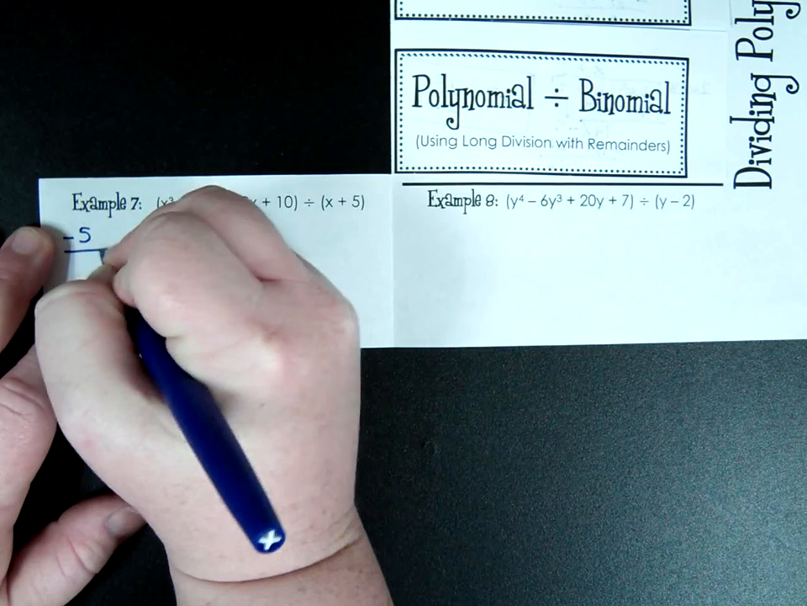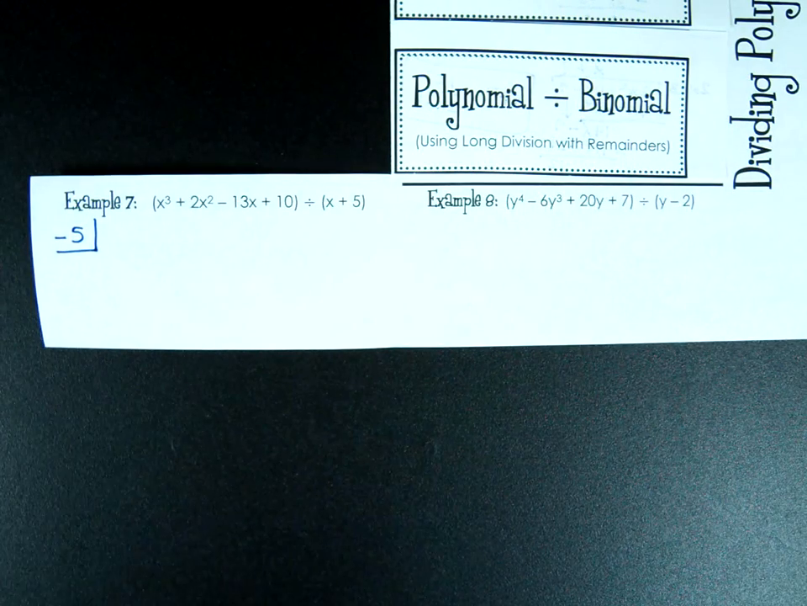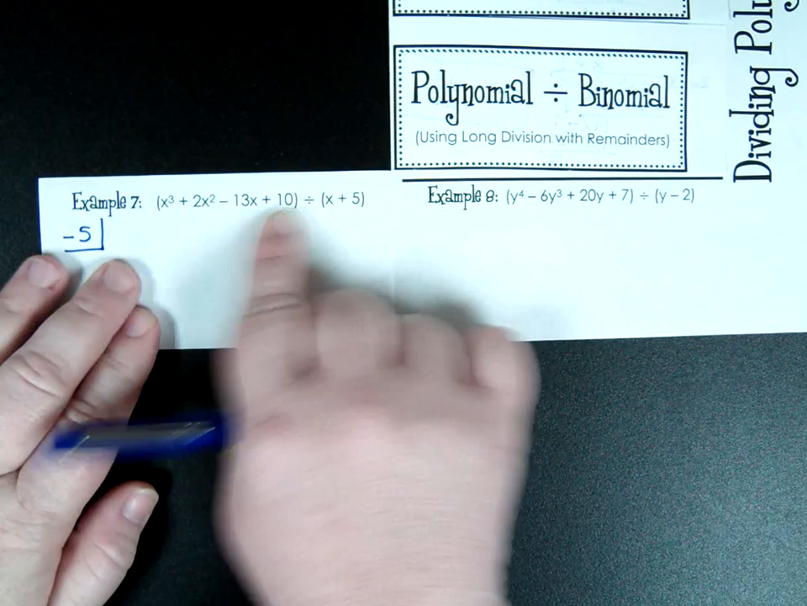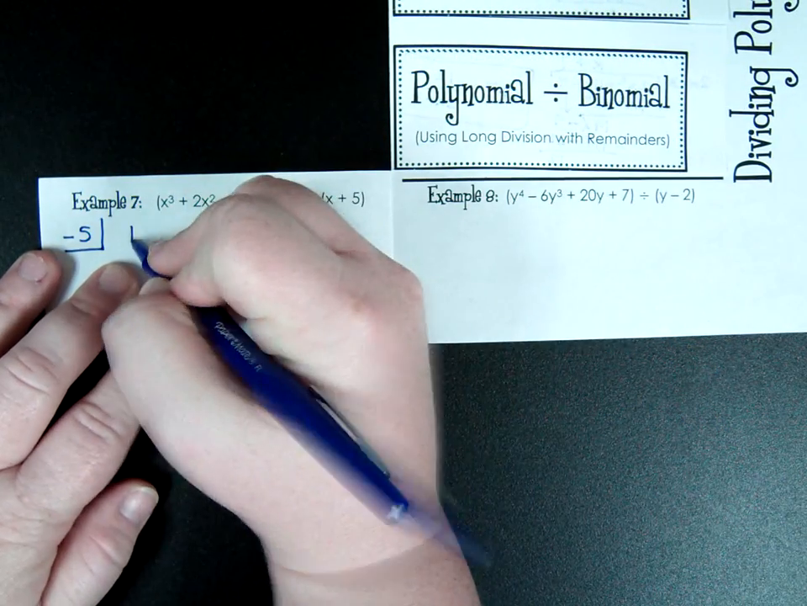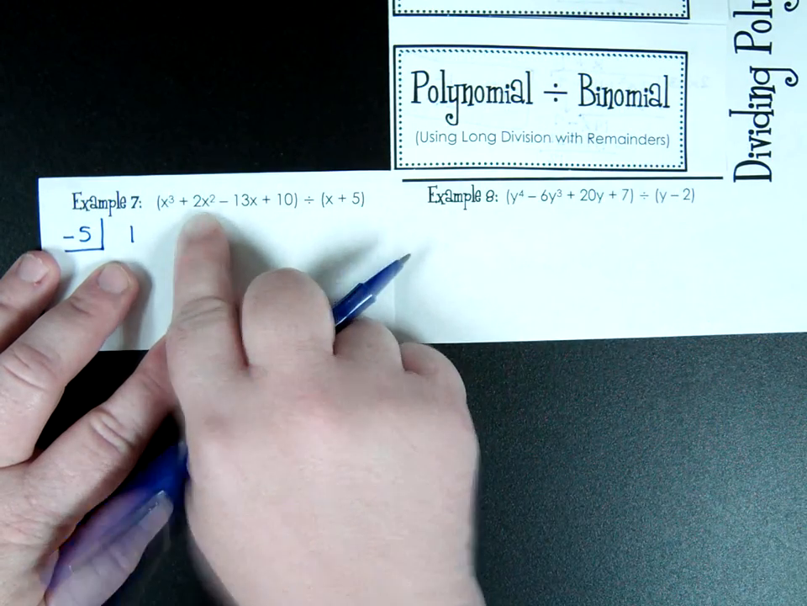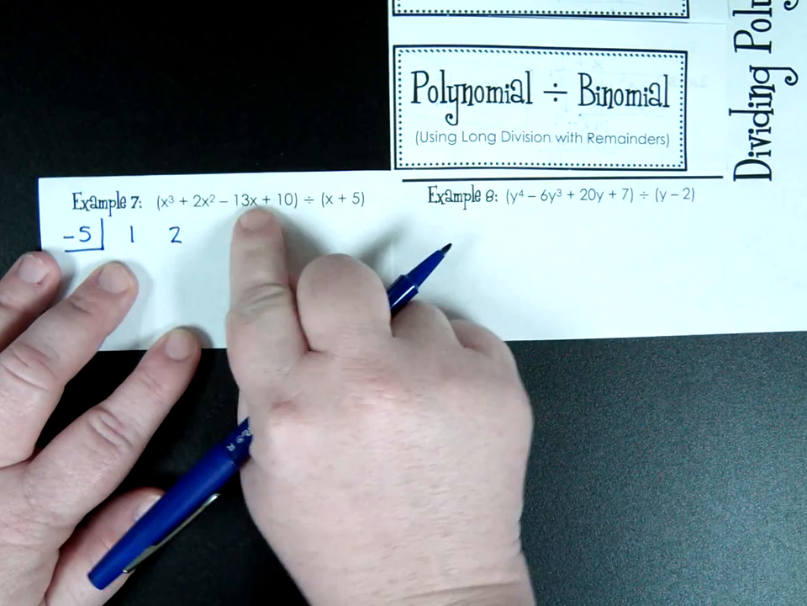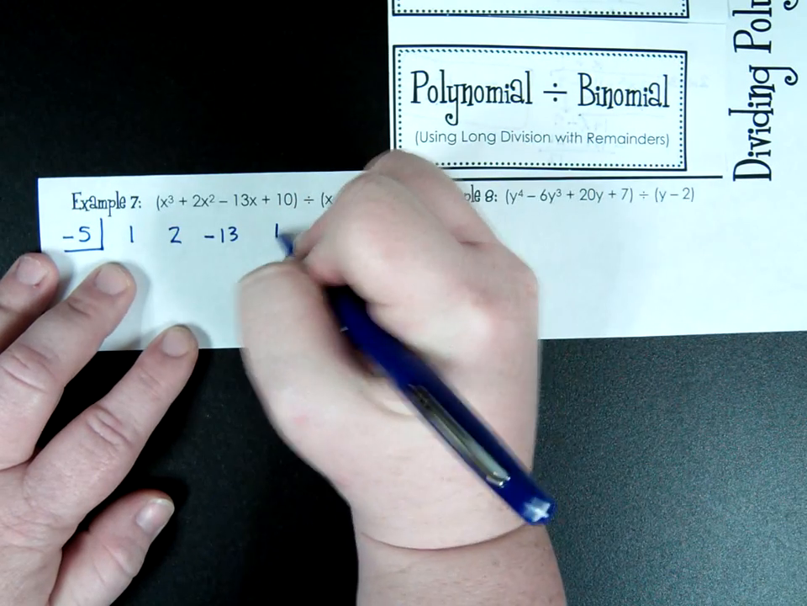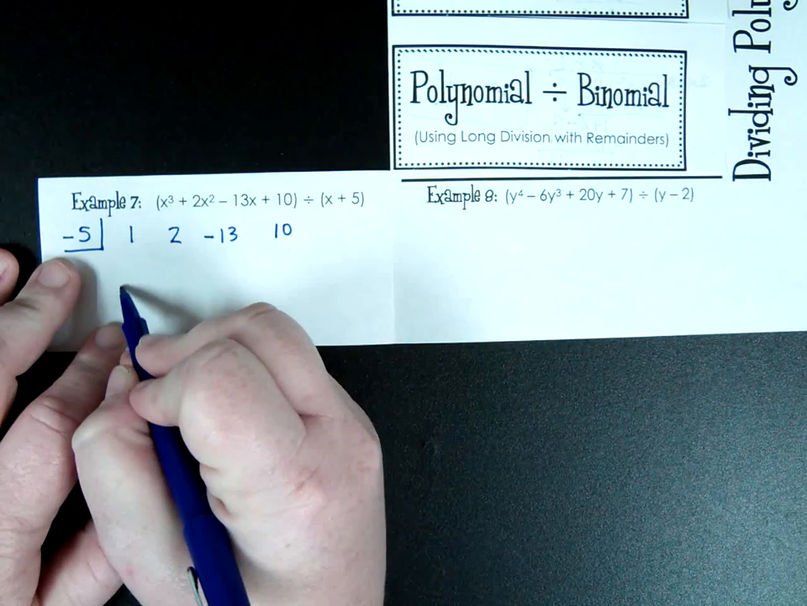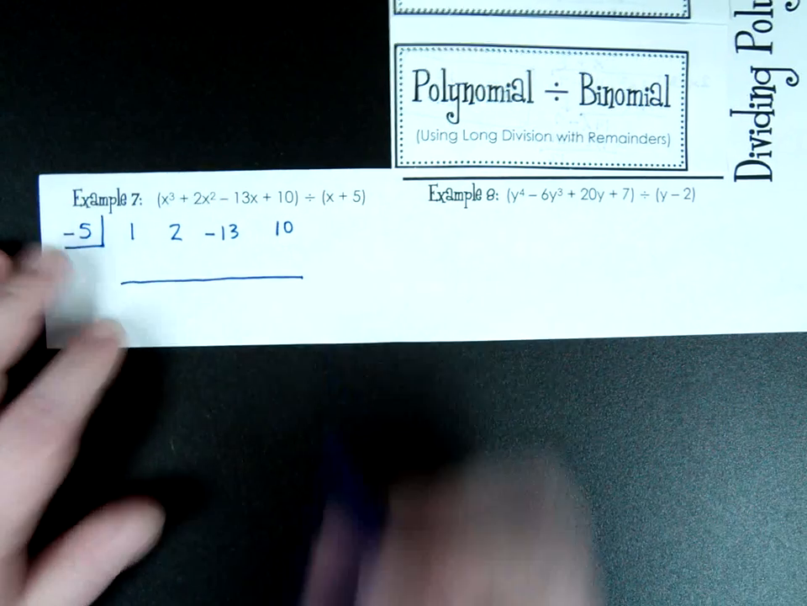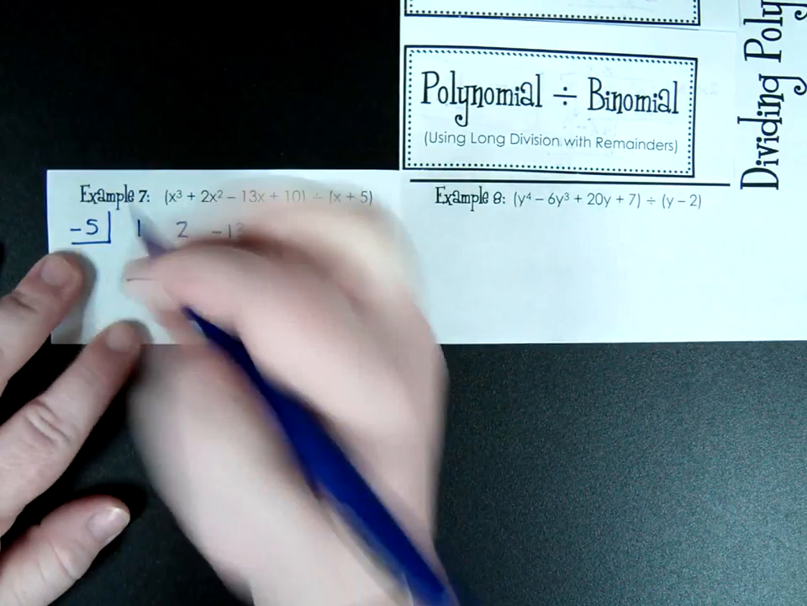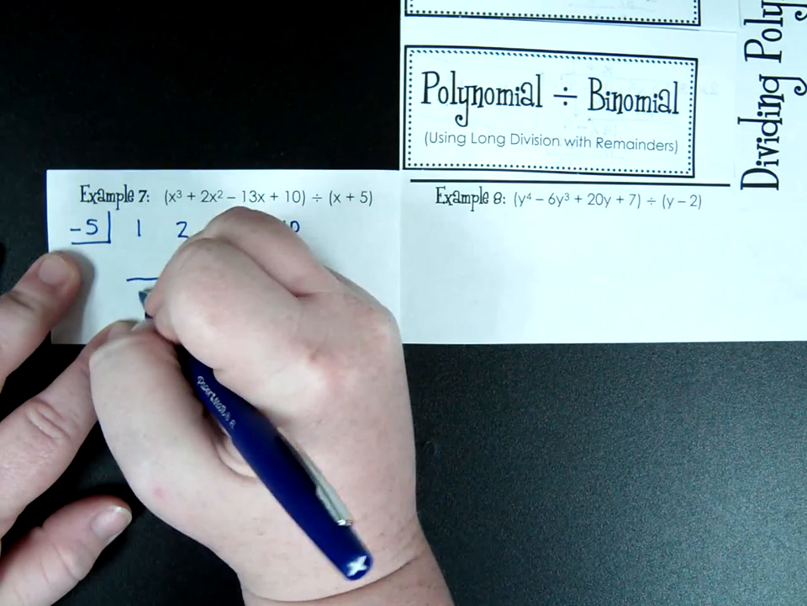And then we draw a little backwards L shape around it. Then we're going to take all of the coefficients to our polynomial. So x cubed has a coefficient of 1, x squared has a coefficient of 2, x has a coefficient of negative 13, and then 10 is by itself. And then I draw a little line down here. So the way synthetic division works is you take whatever your first term is and bring it down below my line. So it'd just be a 1.